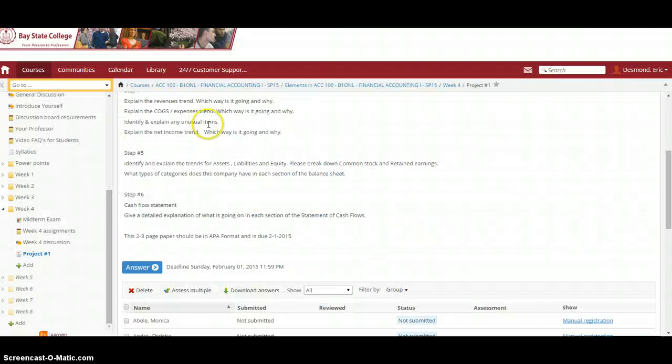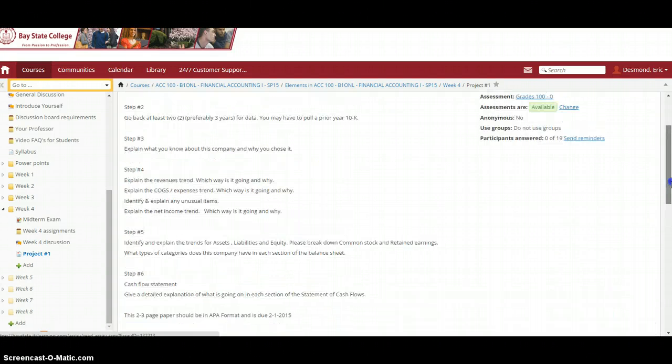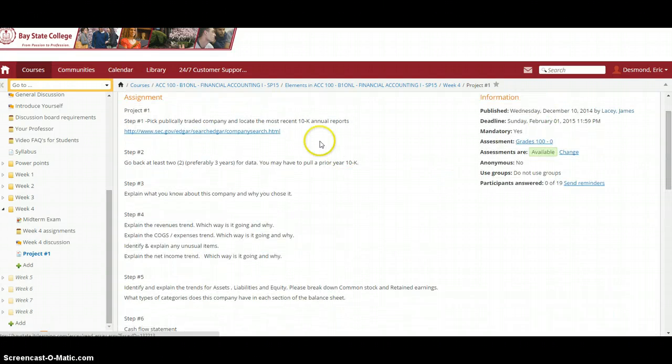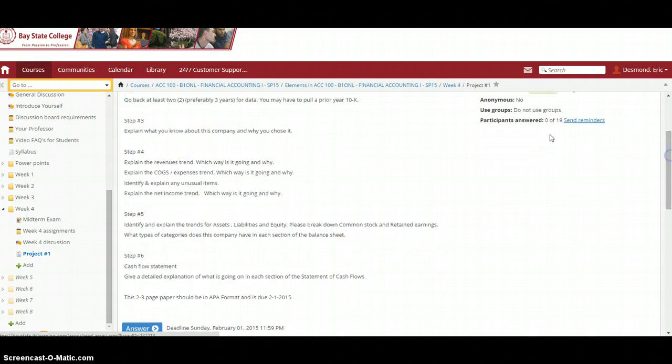Now the first thing we have to do is explain steps 1 and 2. Pick the company, access the 10K, and then go back 2 years, preferably 3, for the data. It's going to have 2 years, possibly 3 on the 10K, so we'll be okay there. And then right here in step 3, this is where you write a paragraph or so, just a little bit what you know about the company, maybe include some news or whatever you want to do, what the company does and why you chose it, and how good or bad you think it is.